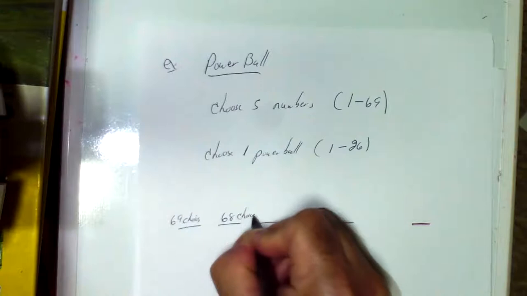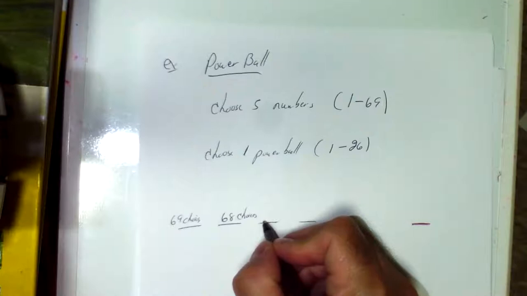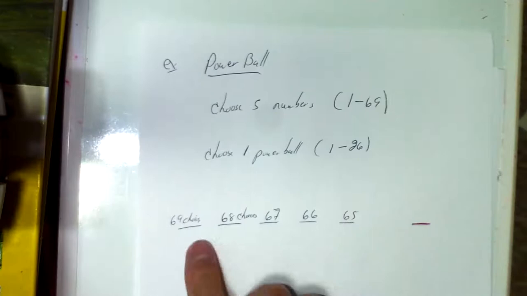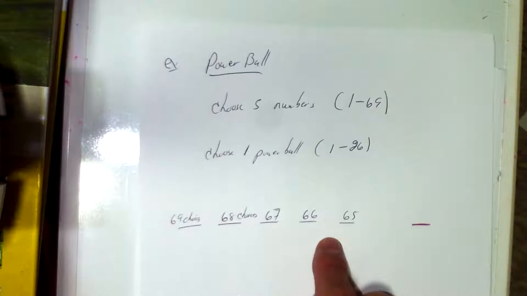And the third one, you can't pick the same two, so you have to pick a different one. So you have 67. And it decreases each time that you choose a ball. Notice that the numbers start to decrease because you cannot pick the same number. This is called without replacement.